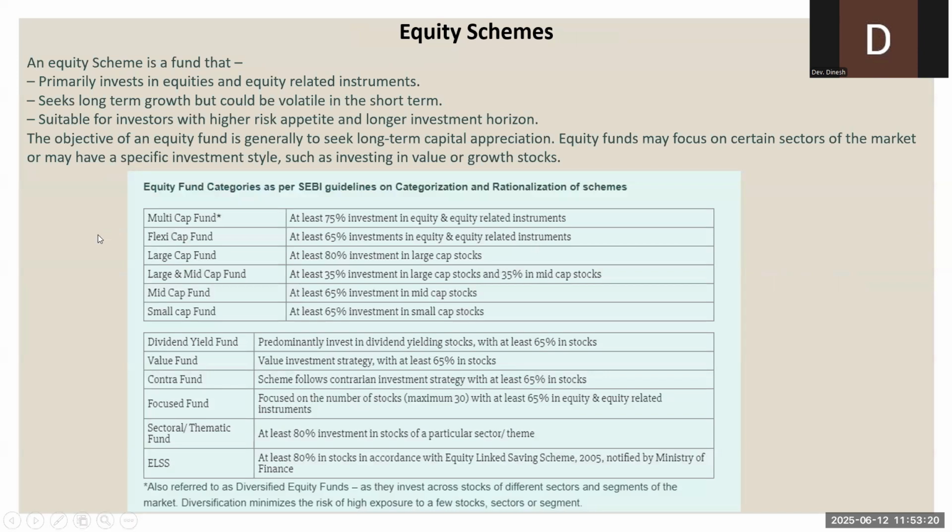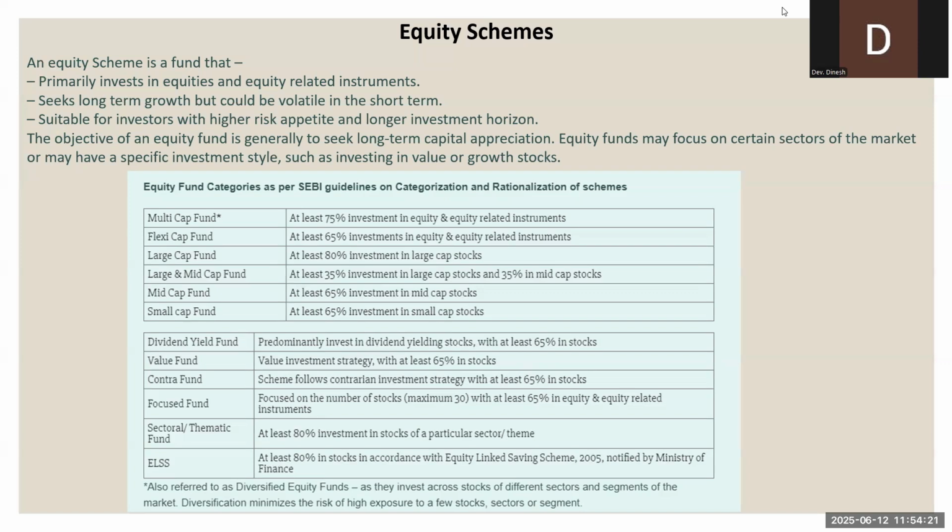Now let's look at the names themselves, you can find out a lot from them. Typically when a mutual fund advertises, you will come to know what sort of fund it is. Multi-cap fund, at least 75% of investment in equity and equity instruments, so 25% can be in debt. Flexi cap fund, 65% in equity. Large cap fund, 80% in large cap stocks. Large and mid cap fund, 35% in large cap stocks and 35% in mid cap stocks. Mid cap fund, 65% in mid cap stocks. Small cap fund, 65% in small cap stocks. So you must understand what is a large cap stock, a mid cap stock, and a small cap stock. Very important, considering this is the way mutual funds are invested.